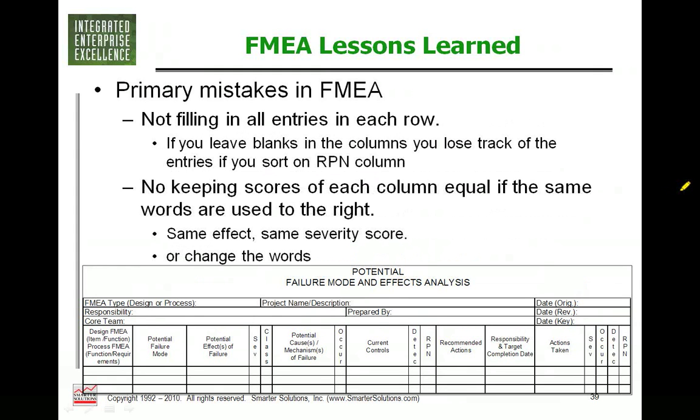Okay, the other thing is not filling in all the entries in a row.